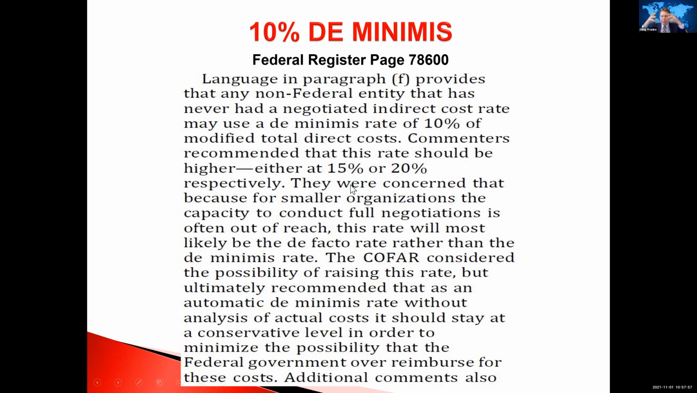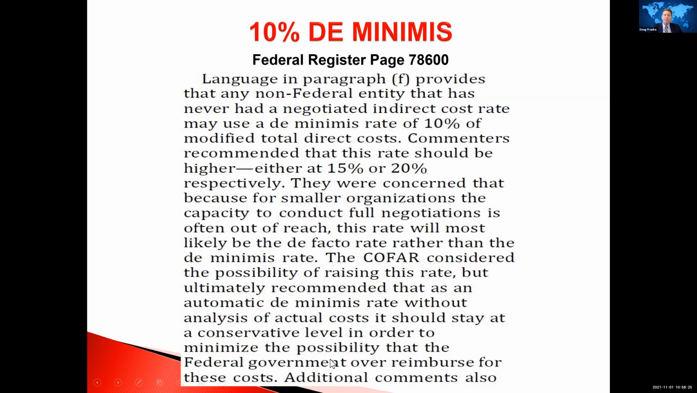So the people who are commenting say, why are you only giving 10%? Everyone else seems to have 15, 20. Why is that? They said, no, they considered down here at the bottom here, COFAR considered the possibility of raising the rate, but ultimately recommended, here's the real wording, that as an automatic de minimis rate without analysis of actual costs, meaning it's not audited.